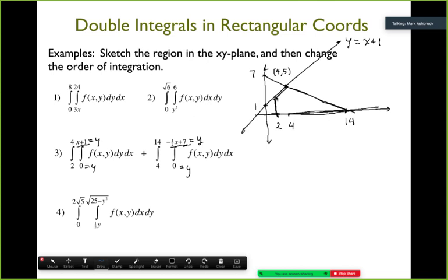Here's our region. Questions on drawing the region? Again, where is it the top? The top is x plus 1 when x goes from 2 to 4. That's what we're showing. When x goes from 2 to 4, our top is x plus 1. When x goes from 4 to 14, the top is the other line.